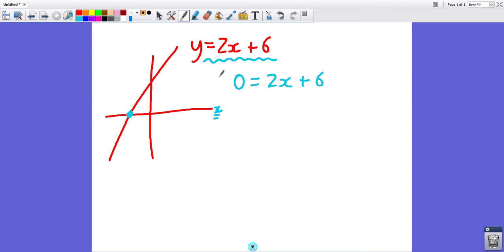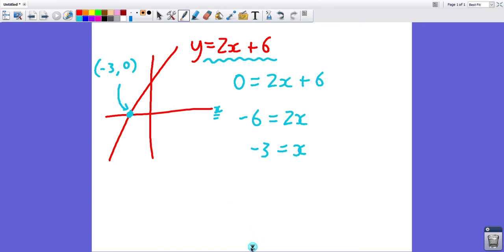We want x on its own, so I'll bring 6 over to the other side by subtracting 6 from both sides. So minus 6 equals 2x. And one final step to get x on its own, I'll divide both sides by 2. So minus 3 is equal to x. So this point here has an x-coordinate of minus 3, and then clearly it will also have a y-coordinate of 0, just like every other point on the x-axis.